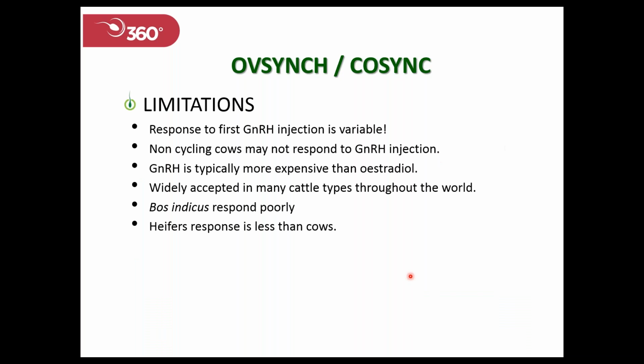So the OvSync and CoSync programs have some limitations, because we know the response to the first GnRH injection is sometimes variable. Non-cycling cows may not respond to the GnRH injection, and the GnRH is typically more expensive than estradiol in Australia. And we also know that Bos indicus cattle and heifers do not respond as well.